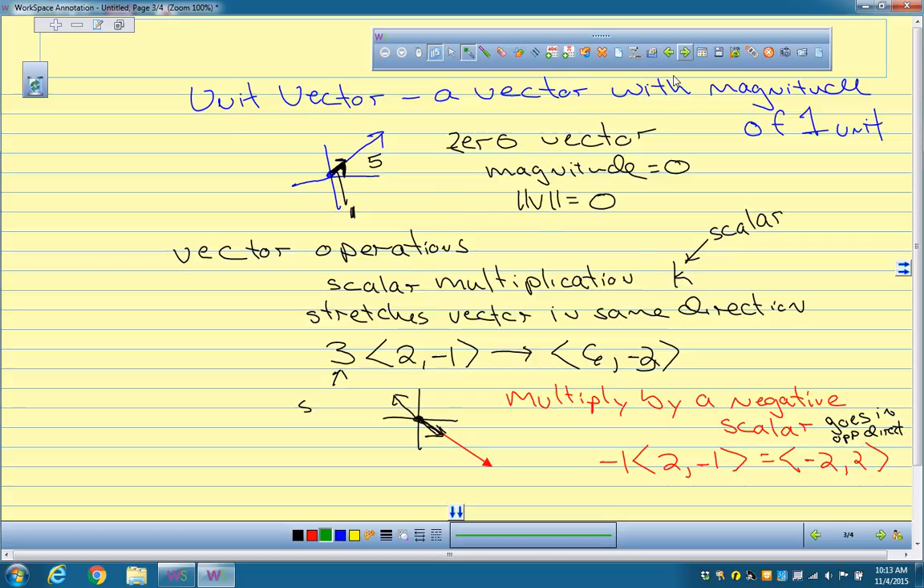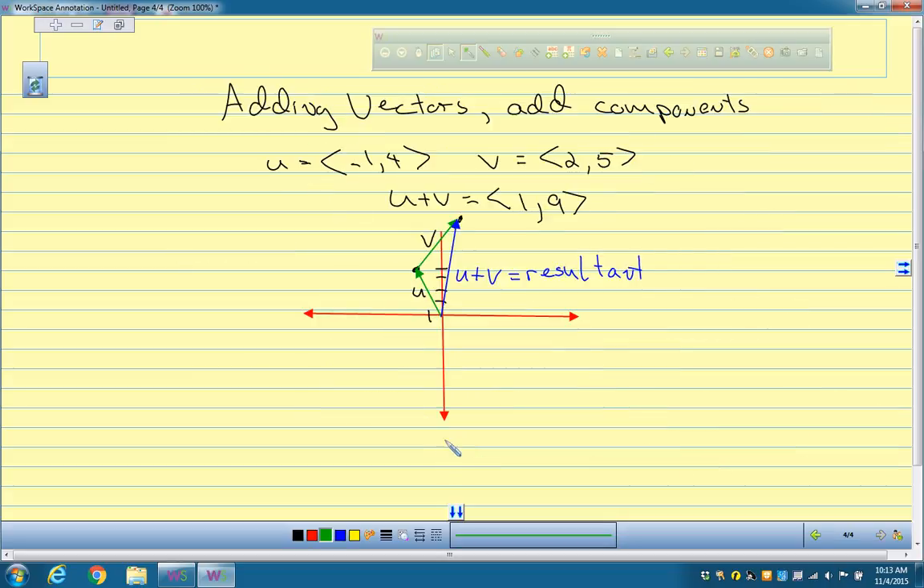All right. Next one. We're adding vectors together. Okay. It's not that hard. You'll figure it out.